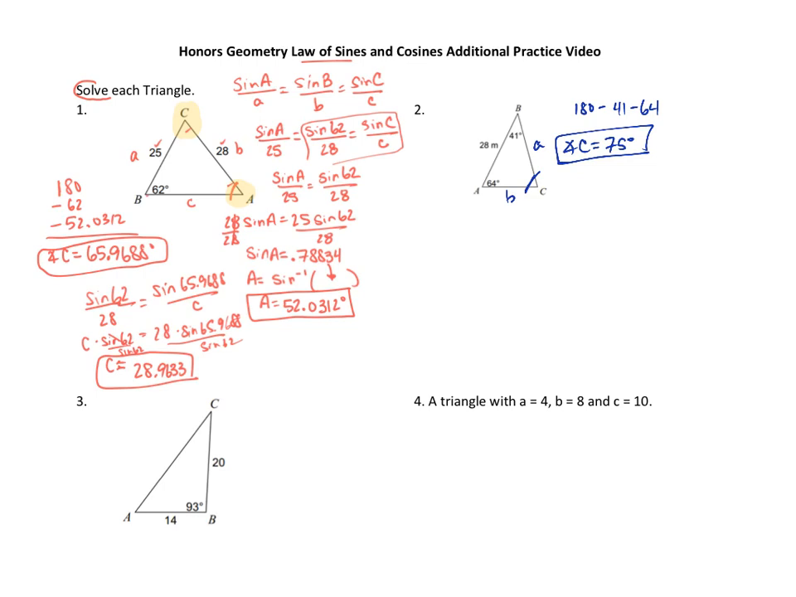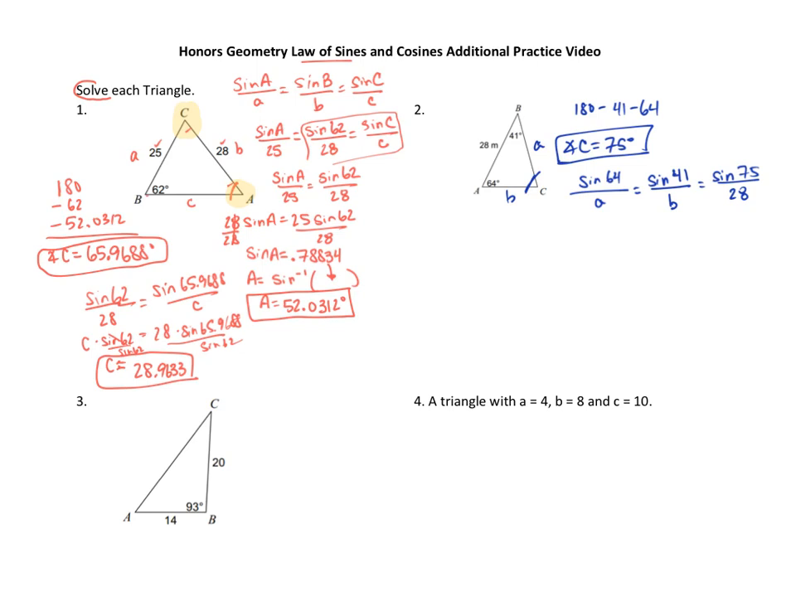Okay, so now I have angle C, and it's not a right triangle. I can't solve for A using any right triangle stuff because it's not a right triangle, so we're going to have to go to the law of sines. So I set this up. Sine of A, that's 64 over little a. Sine of B, that's 41 degrees over little b. And sine of C, which is 75 over 28.